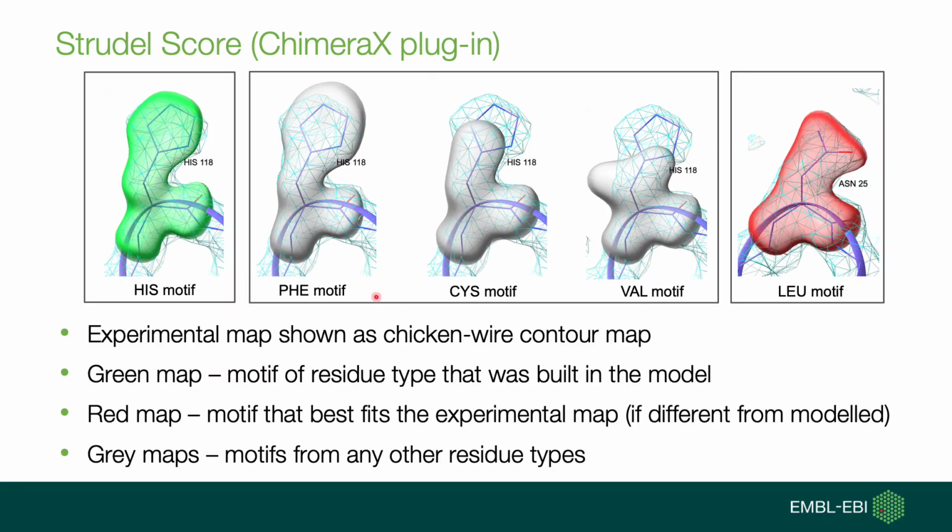We can also show other residues, how their best fitting rotamer would look like in terms of the map. So the experimental map is always shown as a chicken wire contour. A green map means that this is the motif that belongs to the residue that was built in the model. So here it's a histidine. This is what a histidine looks like on average at this resolution. A red map shows the map for a residue type that fits better than the one that was modeled, and the grey ones are all the other amino acid types. So you can look at any amino acid type in any position in the model.